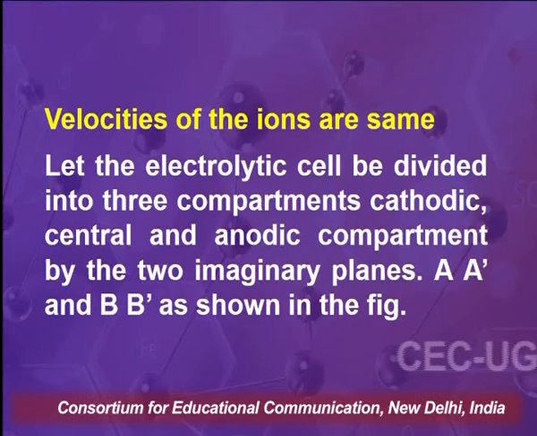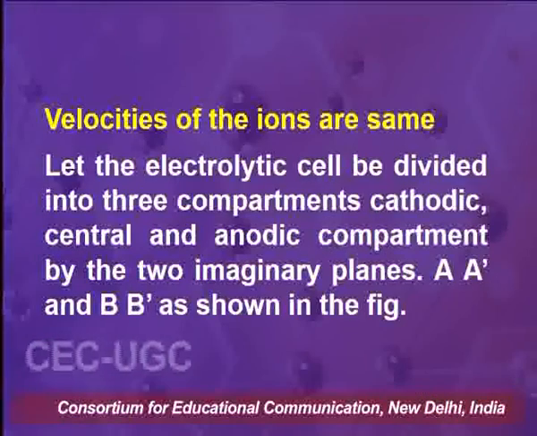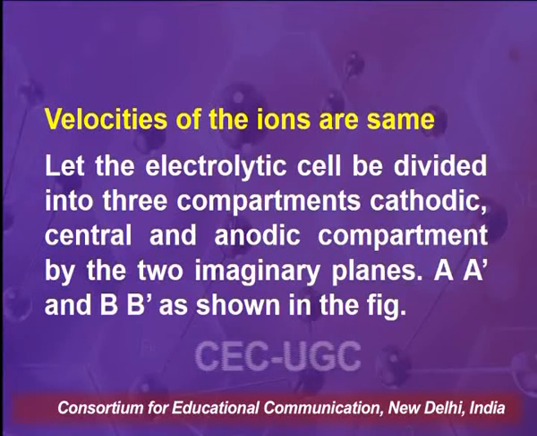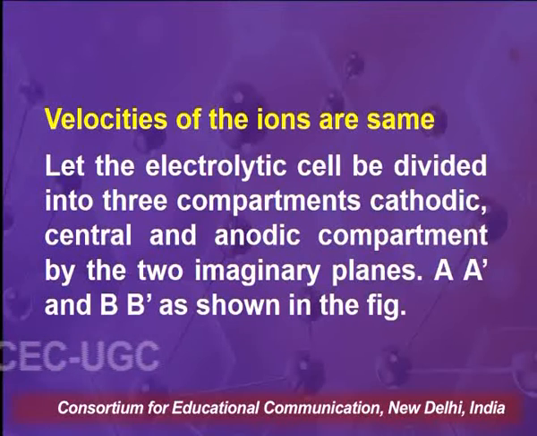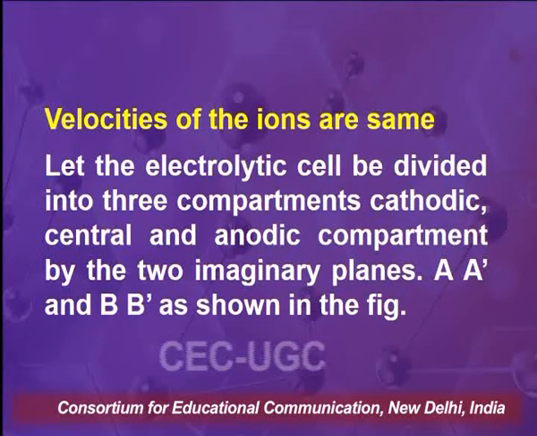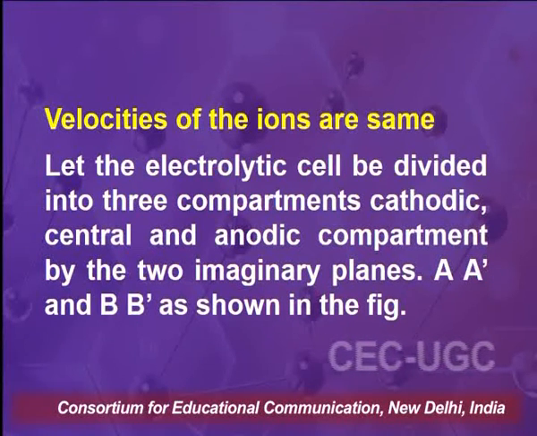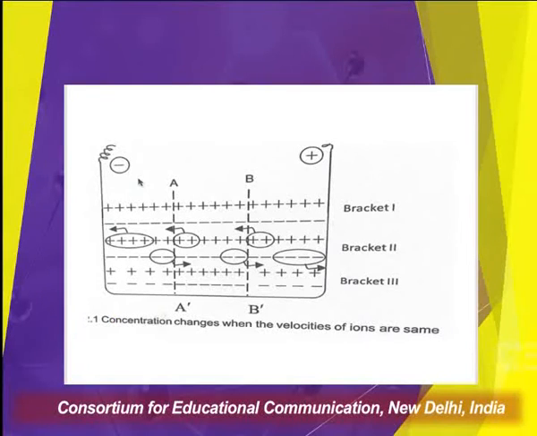through the cell. When the velocities of the ions are the same, let the electrolytic cell be divided into three compartments: cathodic, central and anodic compartment by two imaginary planes A' and B' as shown in the figure. We can see the figure where we have a cathodic compartment, an anodic compartment and the central compartment. The concentration changes are shown when the velocities of the ions are the same.